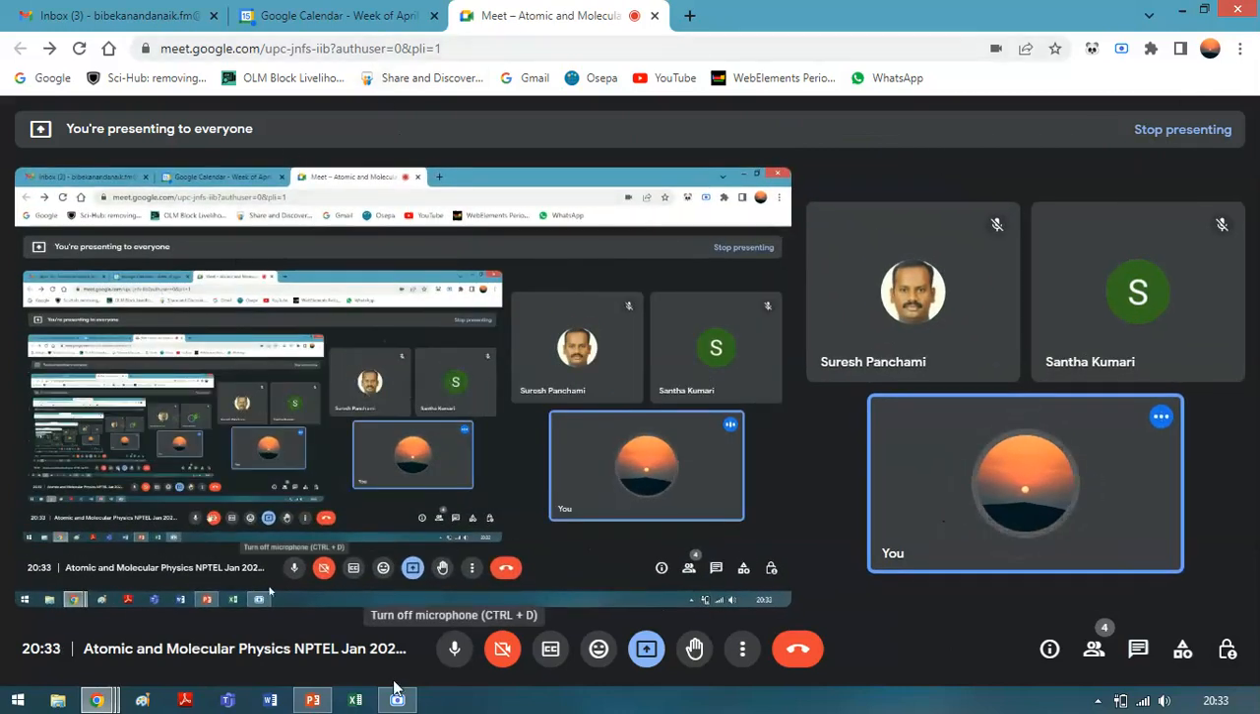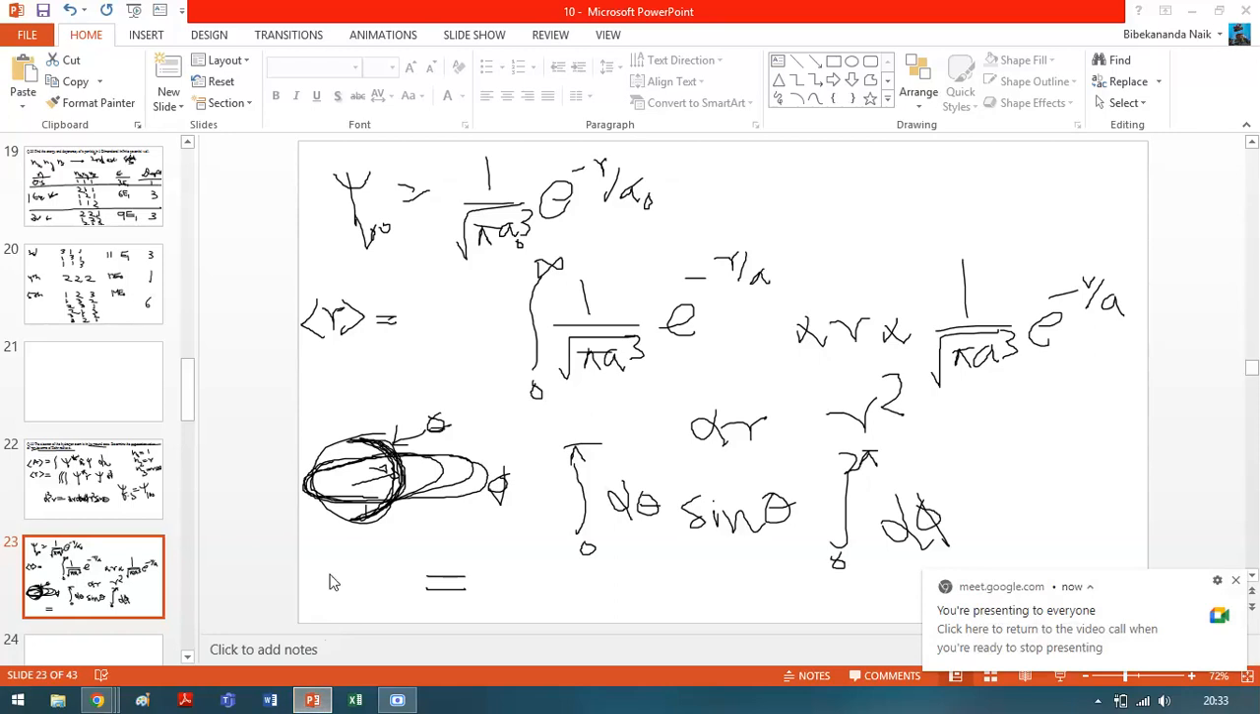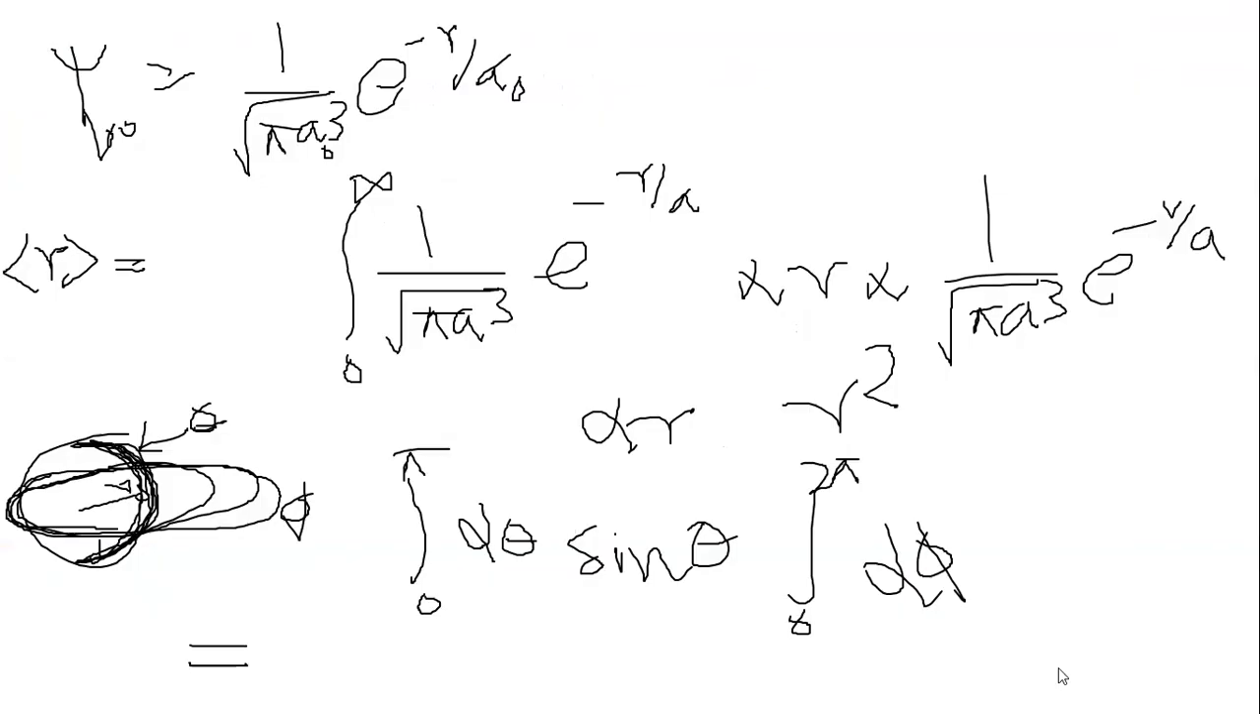So let's calculate it once again. This is the integration, and we know this part of the integration, that is d theta sin theta d phi. This is the solid angle, and the solid angle is 4 pi. So these two integrations give us 4 pi. We only need to integrate the radial part. So this is 4 pi, and the integration is 0 to infinity.